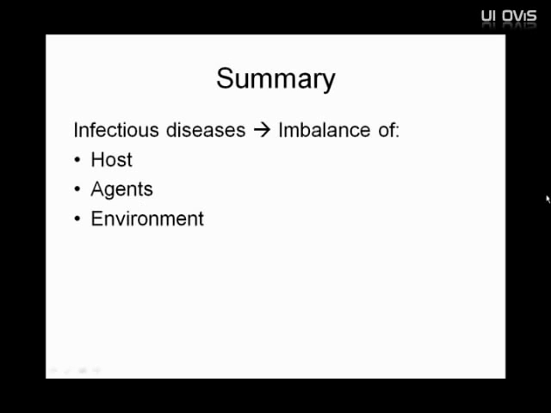So in summary, infectious diseases are produced through the imbalance of hosts, agents, and environment. There are some factors of hosts and some factors of agents that contribute to the production of the disease.